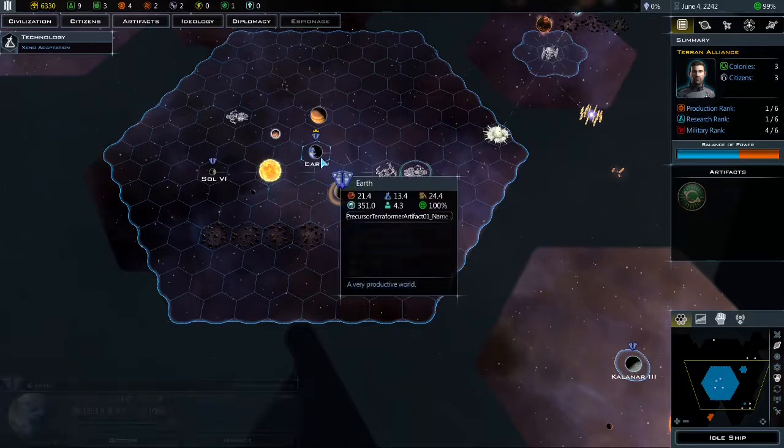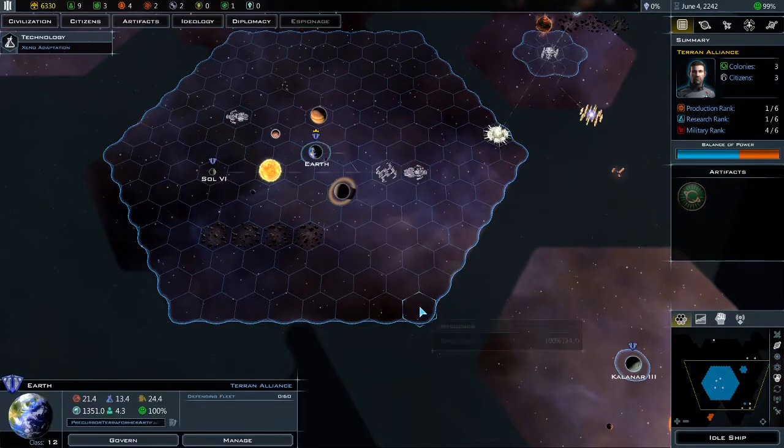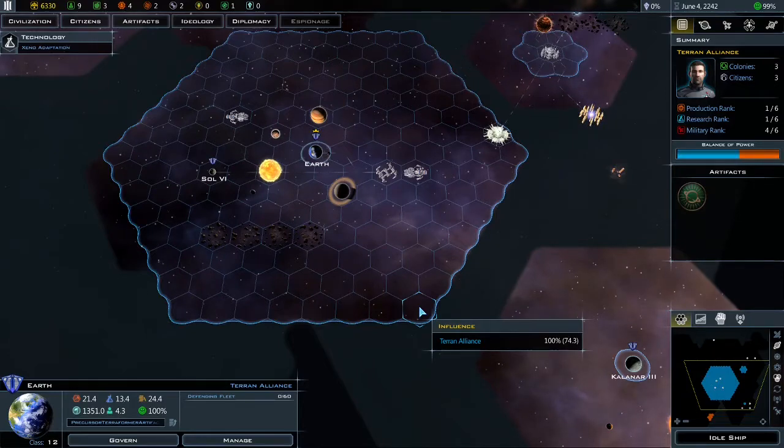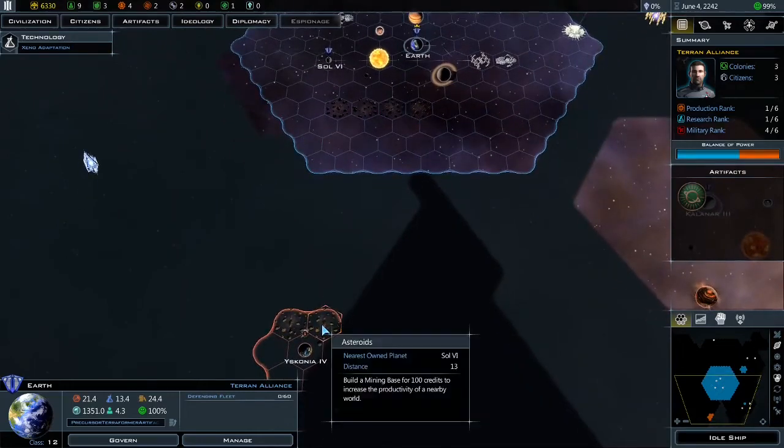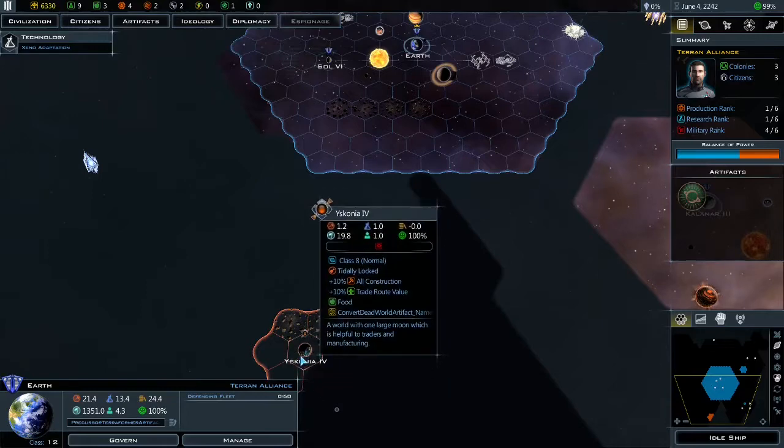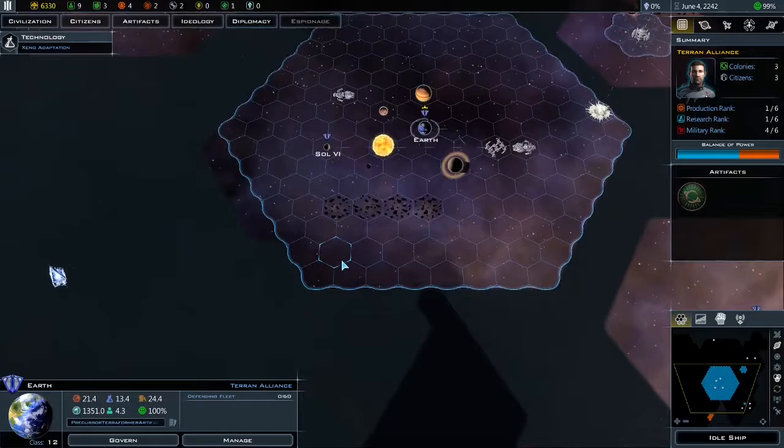And if you select a colony and hover over there, you can see your influence and the influence every civilization there has. Whoever has more influence over an area controls that area. For example, that's under the influence of that civilization, whatever that is. I'm not sure.